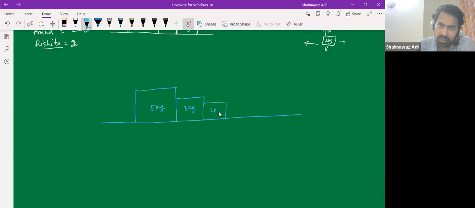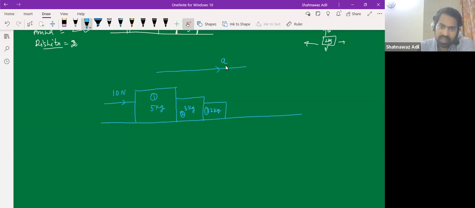2 kg. And I see that some 10 Newton force is applied on this side, so all the three blocks are accelerating in this direction with acceleration A. So this was the question, right? Now the question was: how many forces are acting on this one block, on the second block, and the third block? So we have to write all the forces that are acting on these blocks.